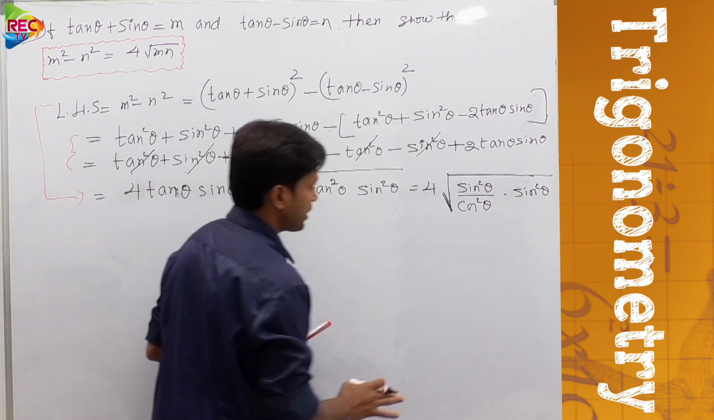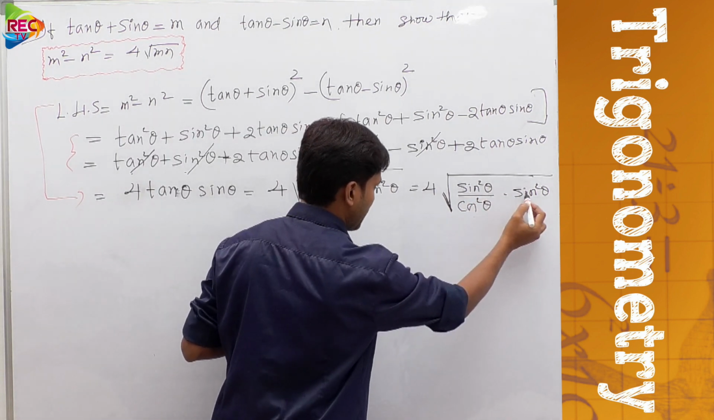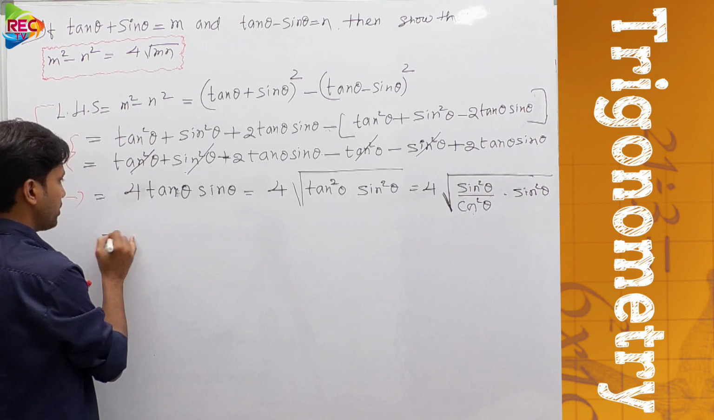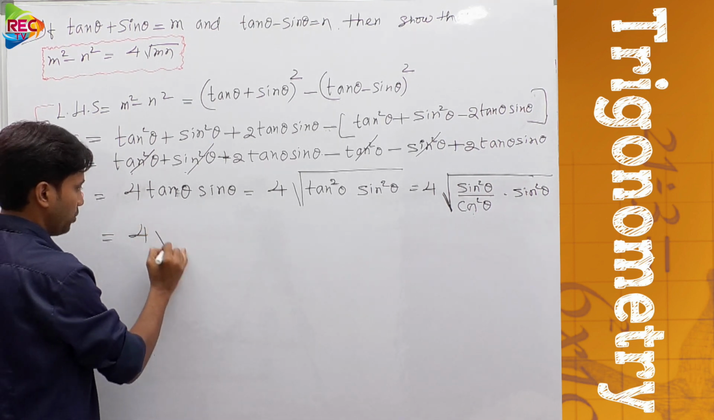Now just tell me. Here sin square theta into sin square theta by cos square theta. Now just do one more adjustment. 4 into square root.